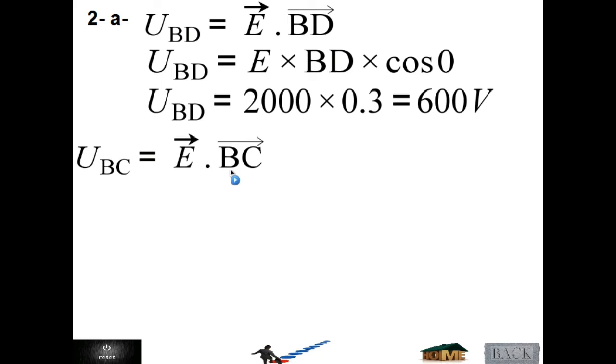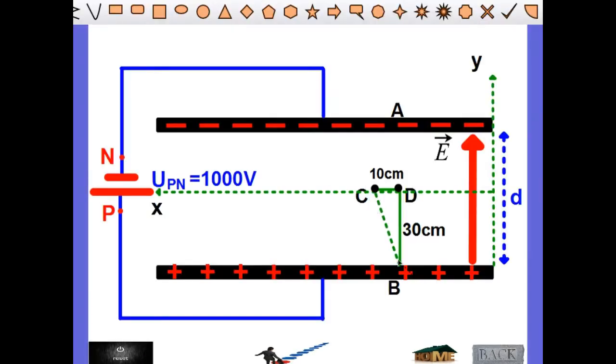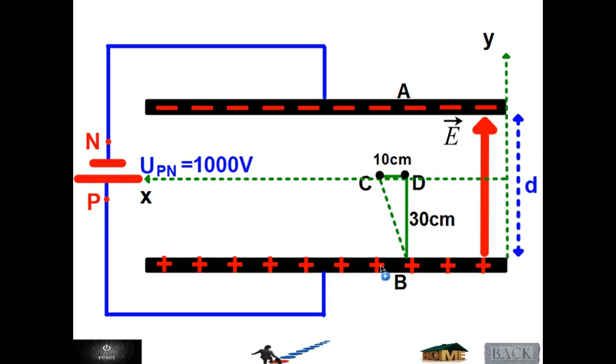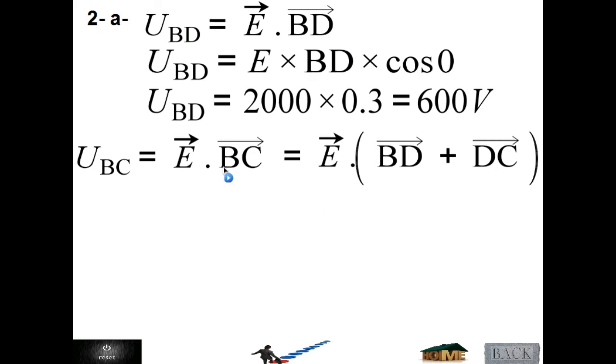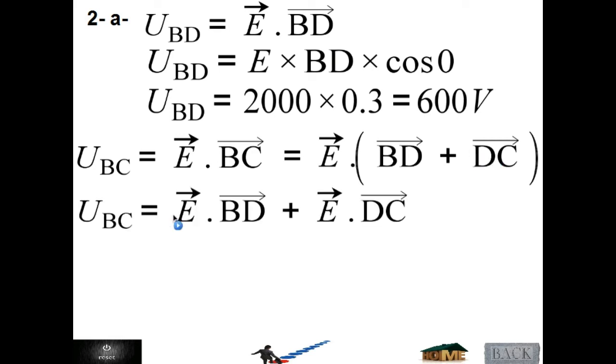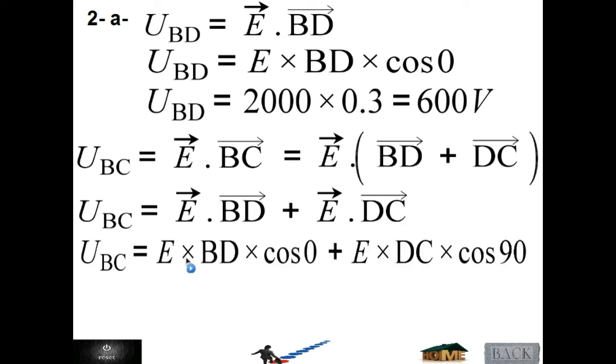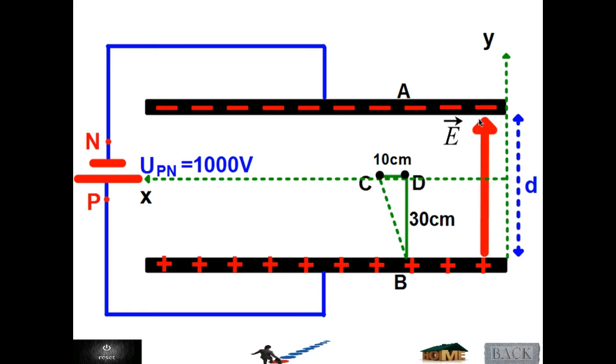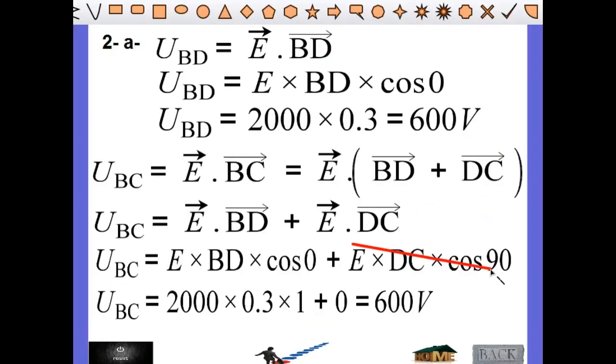UBC equals E dot BC. This is my BC. We can calculate BC using Pythagoras theorem and the angle also using the lines. But there is an easier way. Instead of BC, we can write BD plus DC. So E dot BD plus DC, and I can write E dot BD plus E dot DC. E dot BD, we already wrote it. E times BD times cosine 0, while E times DC times cosine 90, since E and DC are perpendicular. Here DC is horizontal and E is vertical, so they are perpendicular. This is 0, we cancel this term, and the answer will be 600 volt.